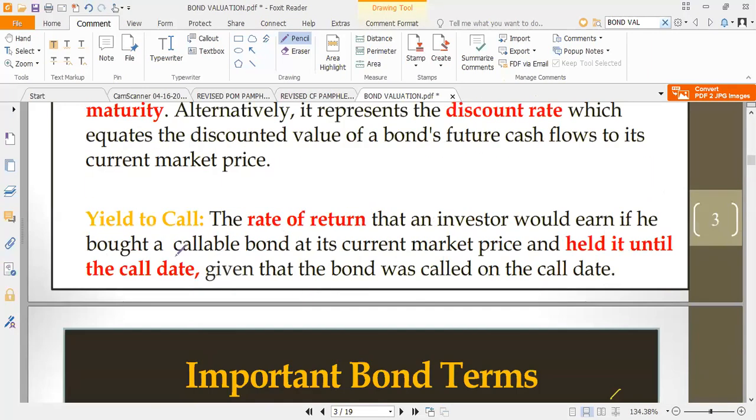We also have what we call the yield to call. This is simply the rate of return that an investor would earn if he bought a callable bond. So sometimes when you issue a bond and you decide to call it before it matures, we call that yield to call. So it's simply the return that you as an investor would earn if you're able to buy a callable bond at its current market price and held it until it's called.